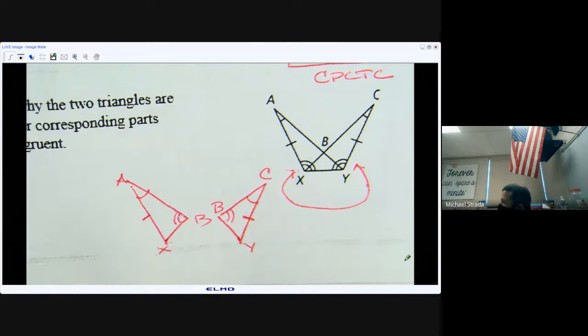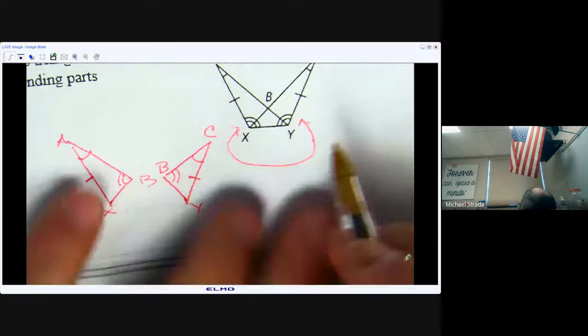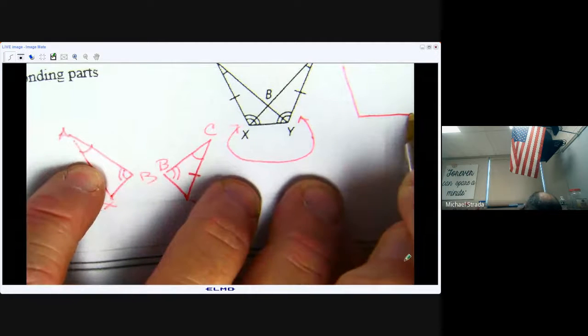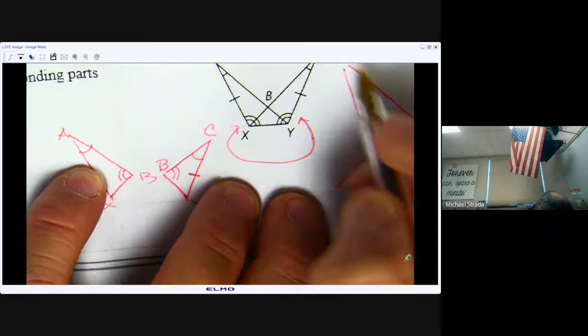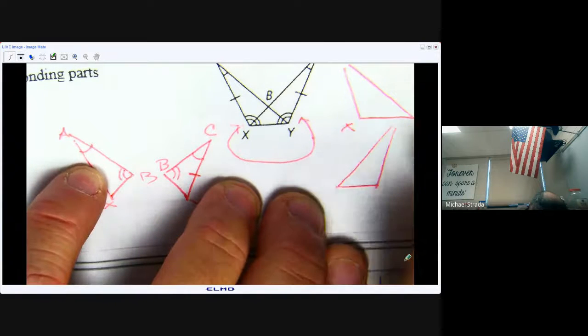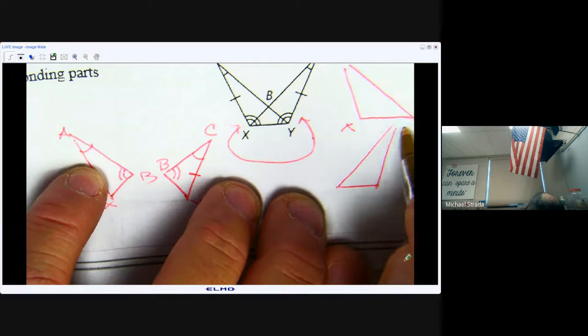Okay? Now, what we will discuss probably in the beginning of next week is the use of the reflexive property in overlapping triangles. In other words, AXY and CXY.